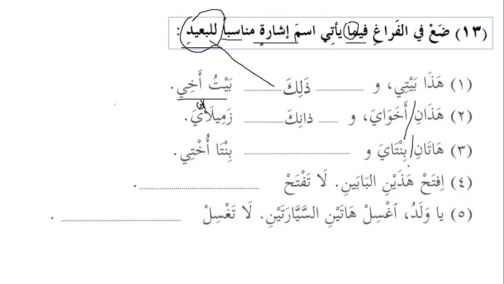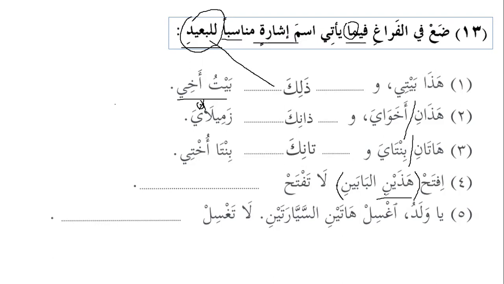Hatani bintaya, these two are my daughters, wa tanika binta ukhti, and those two are the daughters of my sister. Iftah hadain al-babaini, open these two doors. And now we can see why it is hadaini, because it is in the place of maf'ul bihi. Iftah, fi'l plus fa'il, and the complete construction is maf'ul bihi, and we know maf'ul bihi is always mansub, so that's why it has changed into hadaini.